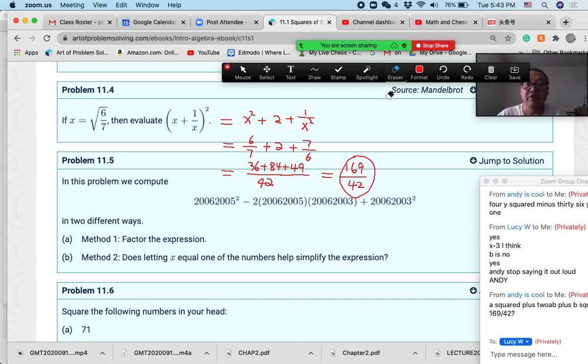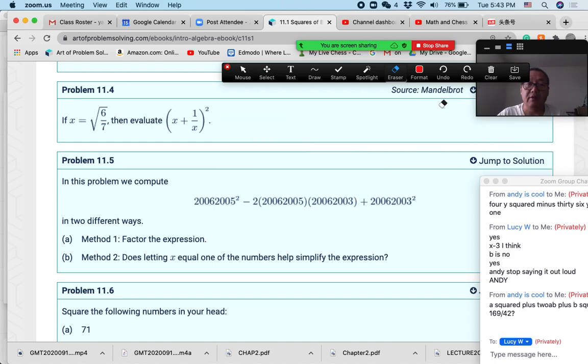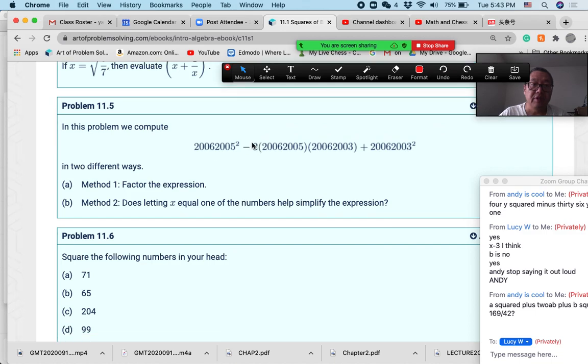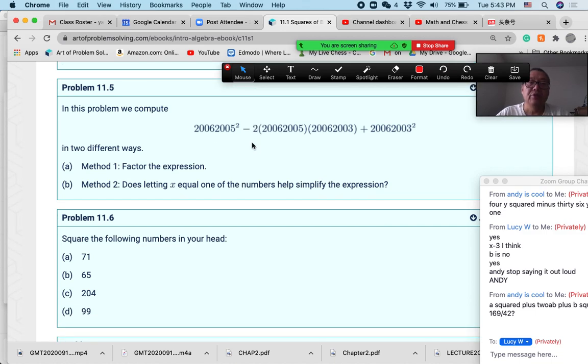Very good. So now let's move to example 11.5. Say this problem, they ask you calculate this expression in 2 ways. First way, factor the expression. Okay? So you can consider this one is a variable. This one is another variable.